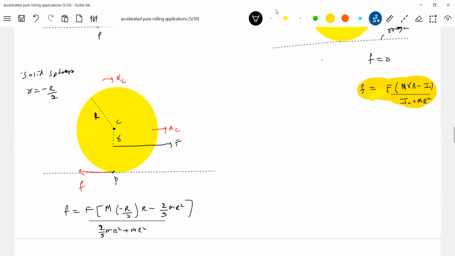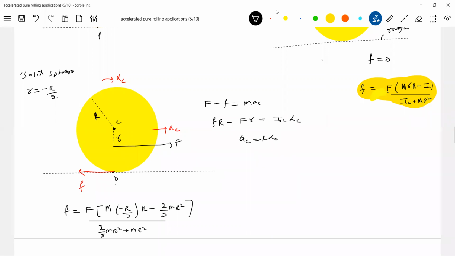Or else, sir, I don't know all this formula, I can't remember. Just write the equation straight away. Torque due to friction minus torque due to applied force is equal to I_C alpha_C. For pure rolling, a_C equal to R alpha. Solve it. If you get positive, then what you assumed is right. If you get negative, change the direction.